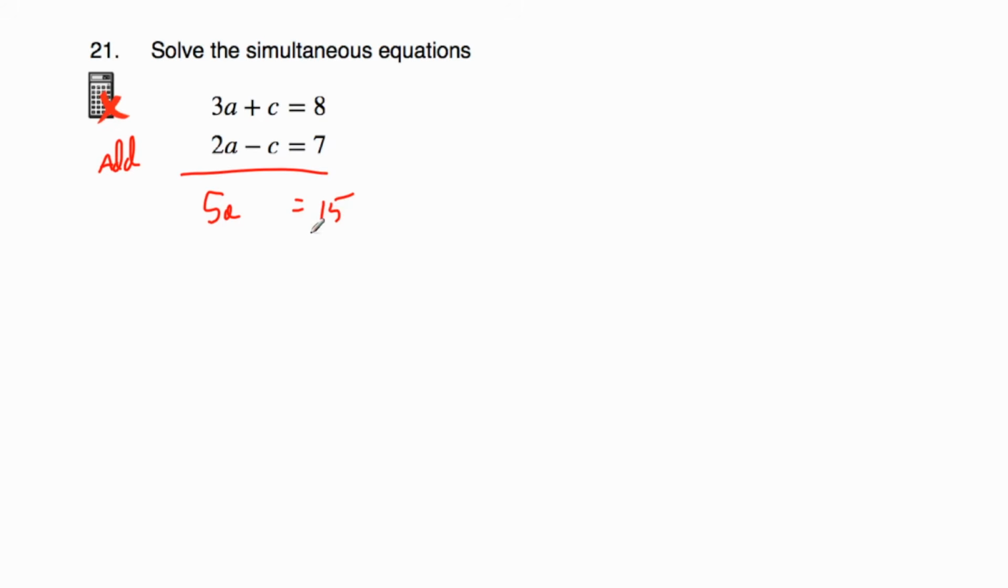Now we've got 5a equals 15, so let's divide by 5 and divide by 5, and we get that a is equal to 3. So we've now got a is equal to 3. Let's substitute that into one of our equations. We've got equation A and equation B. Let's substitute it into equation A.